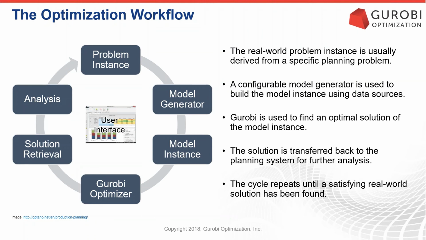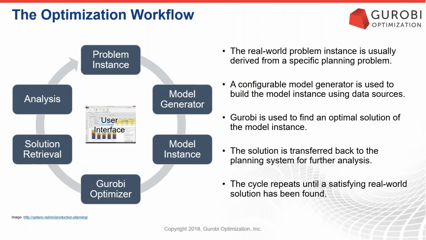This problem with all its data is the input to a model generator, a piece of software that takes all the data and creates a model from it. After the model generator has finished, you have a model instance, so an objective function, a set of constraints, and variables. This is the input to the optimizer. You give this model instance to Gurobi, and Gurobi will solve the model. After this is done, the process of solution retrieval transfers the results from the solver back to your user interface, usually for further analysis.